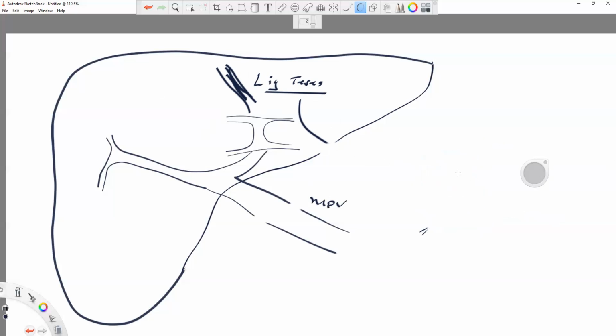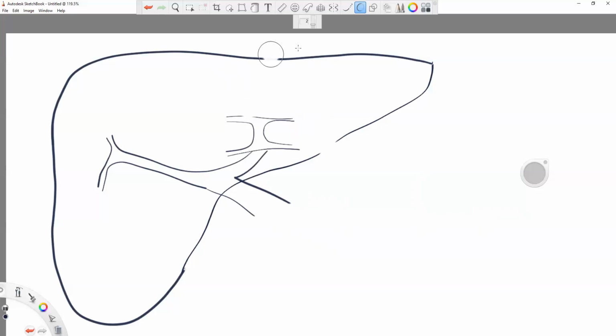All right. Now I had a funny text the other day. Mr. S, what looks like a Cheeto? What looks like a Cheeto in the liver?